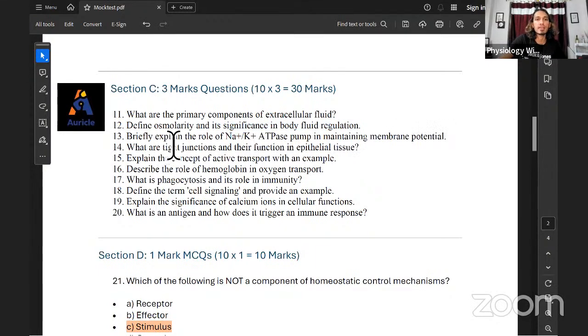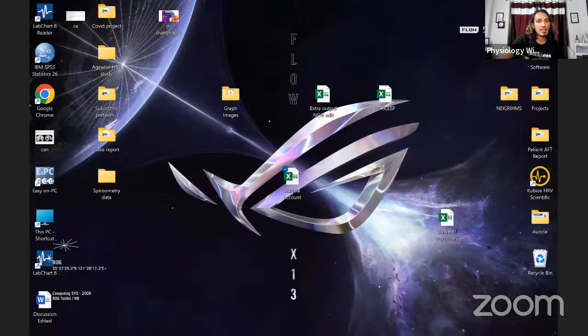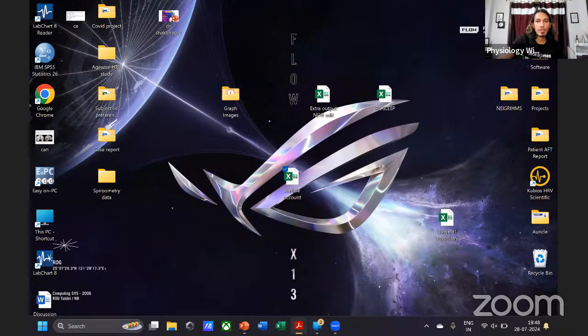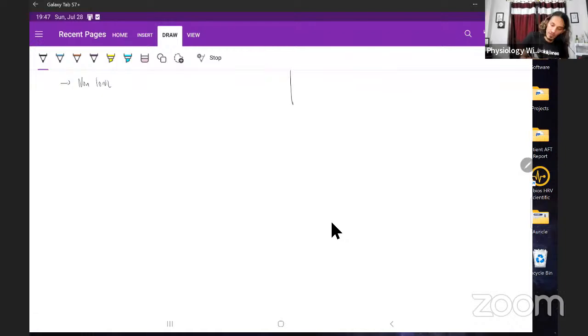Next is explain the role of sodium potassium ATPase in maintaining membrane potential. This is very specific. Okay, sodium potassium ATPase is a very big question to deal with. But here they're specifically asking how does it maintain membrane potential. So earlier we were talking about it. Okay, so that explanation you'll have to give now. How leaky potassium channels generate your RMP.